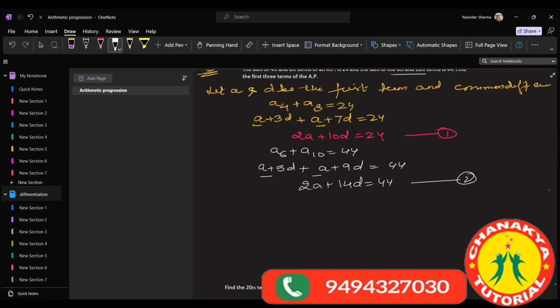Solve it, hurry up. Okay, ma'am. If you want to apply the elimination method here, you can apply it, or the substitution method. You can choose any one of the methods, okay?